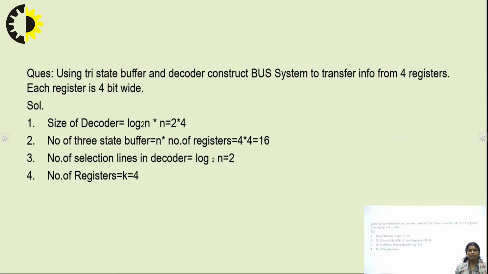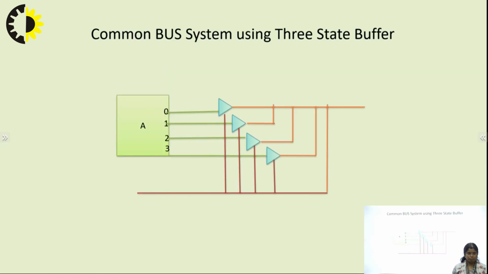Here is a simple example of tri-state buffers creating a 4-bit common line bus. If each register is 4 bits wide, meaning the register size k is 4, and the number of registers is 4, then the size of the decoder is log base 2 of n into n, that is 2 cross 4, the number of 3-state buffers is 4 into 4, that is 16, and the number of selection lines in the decoder is log base 2 of n, that is 2.